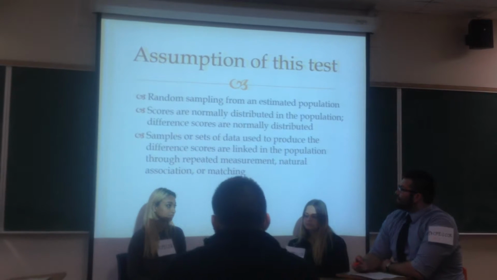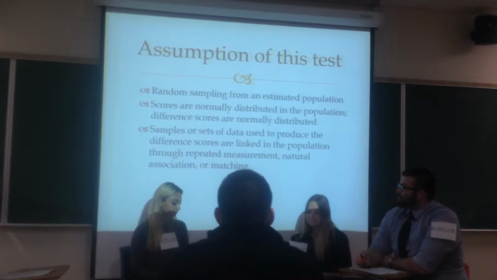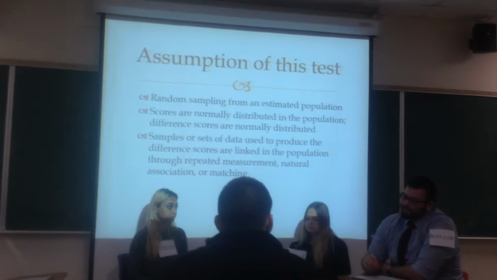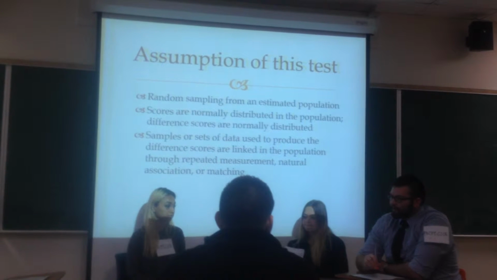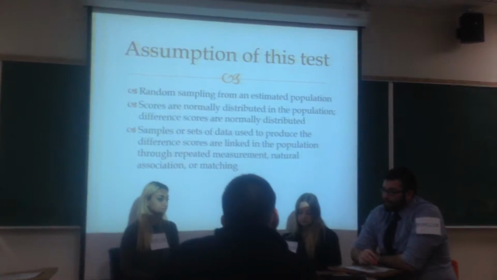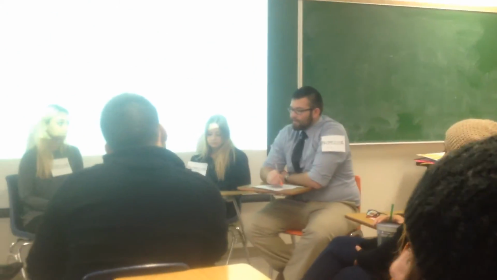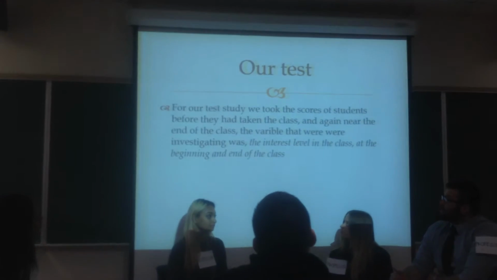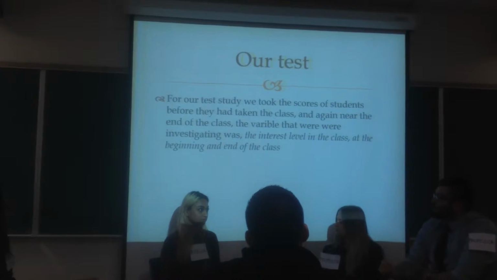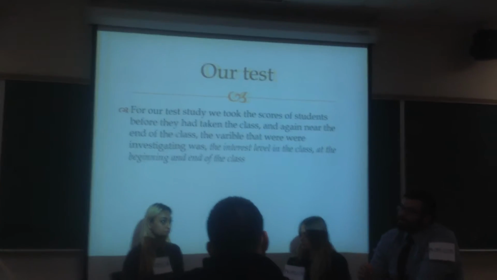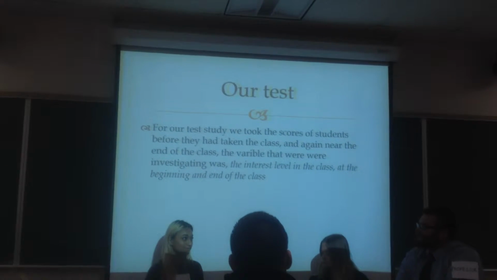The samples or sets of data used to produce the different scores are linked in the population through repeated measurements, natural association, or matching. So that means that there has to be some kind of connection between the students, the test population of population 1 and population 2. We do this by having the students be the same individuals taking the test multiple times to give two sets of scores. From our test study, we took the scores of the students before they had taken the class, and again near the end of the class. The variable that we were investigating was the interest level of the class at the beginning and the end of the class.